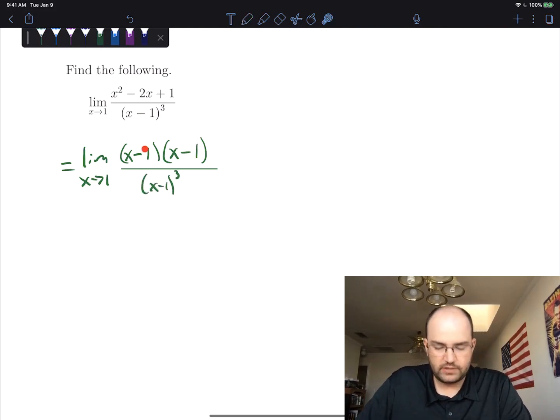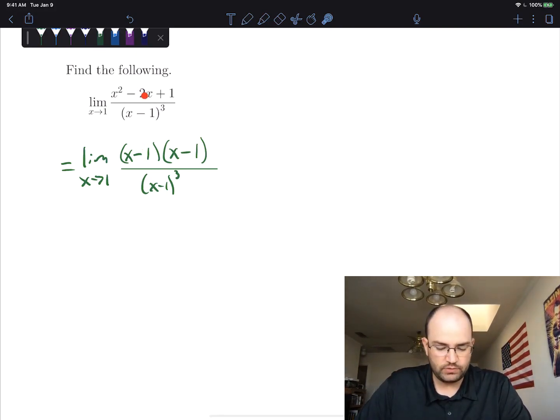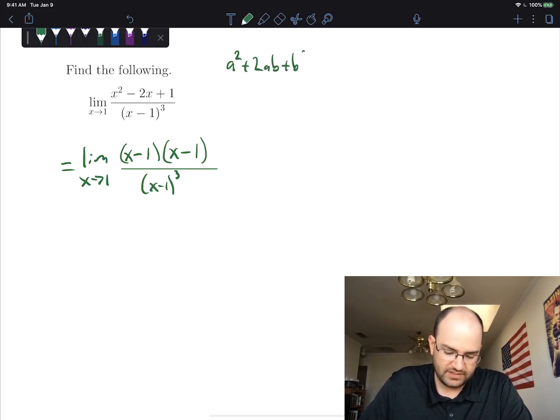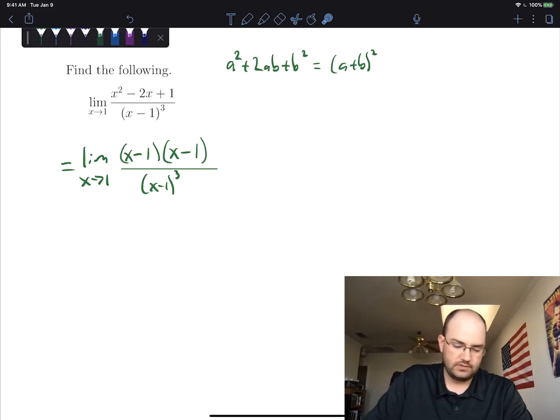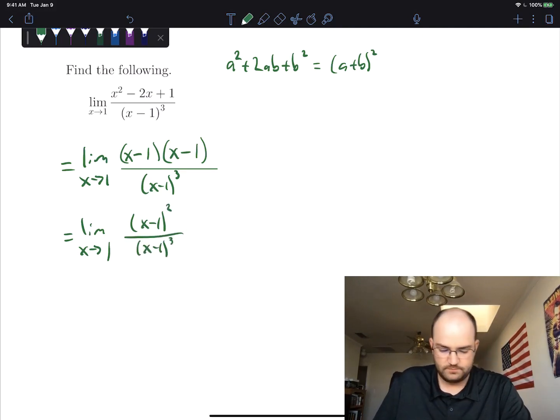But notice that the numerator is x minus 1 times x minus 1. That's x minus 1 squared. So this is actually what we call a perfect square trinomial. And it looks like this: a squared plus 2ab plus b squared. And its factorization is just a plus b all squared. And to get that, all you do is basically just take the square root of that, and then use that sign between the two and square. And you're going to get the following. We have the limit as x approaches 1 of x minus 1 squared all over x minus 1 cubed.